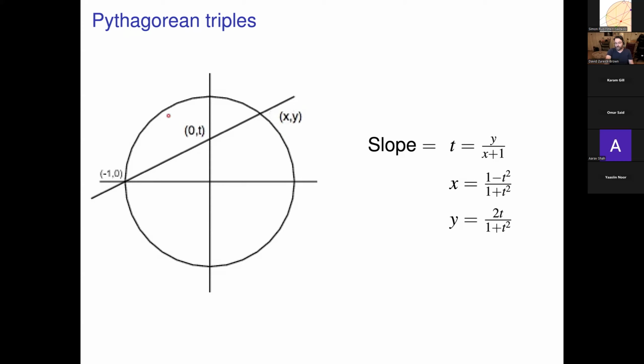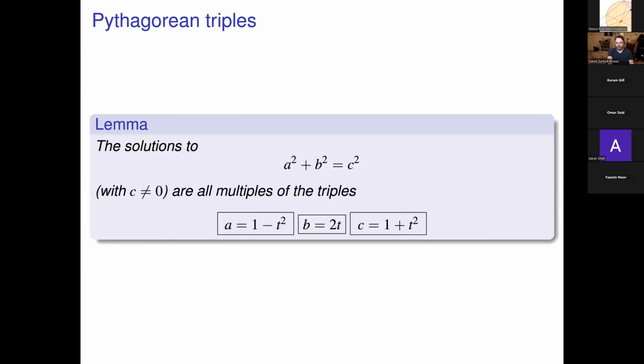And conversely, if I have a point on the y-axis, then drawing the line through the distinguished point and that point gives a unique point on the circle. So if I have t, I can work out the coordinates of x and y. And this lets us parameterize, so t is our parameter, the set of solutions, the rational solutions. And so notice, if x and y are rational numbers, so is t. And conversely, if t is a rational number, so are x and y.